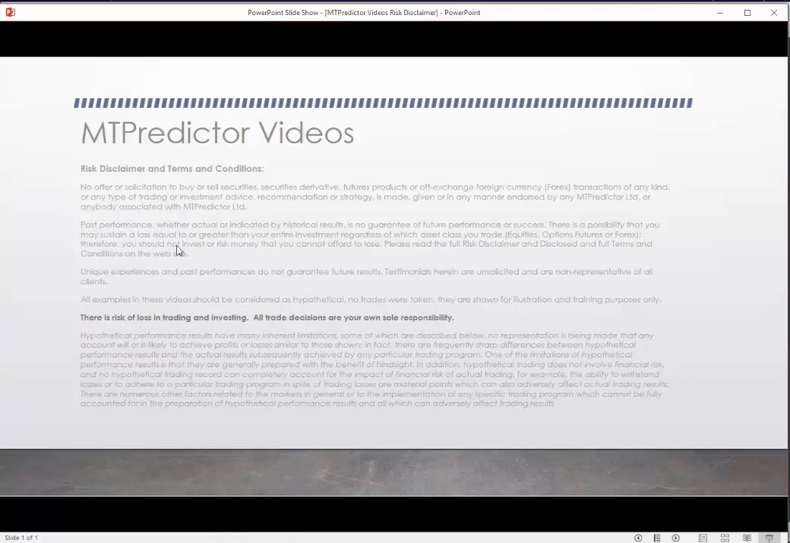In today's MTPredictor video, I'd like to follow up on the Forex example on the US dollar, Canadian dollar that I posted earlier in the week to see how those particular trade setups have unfolded.